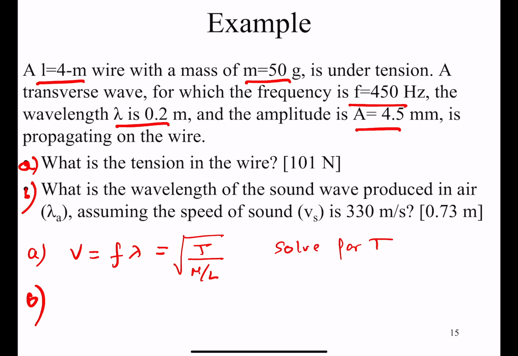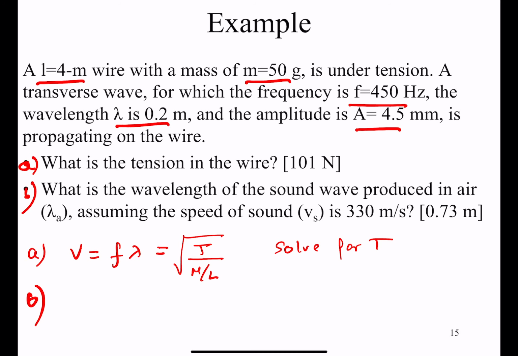This kind of wave is called a sound wave, which we'll study in chapter 16. So the question is asking, what is the wavelength of the sound wave that would be produced in air as a result of this vibrating string? To answer this question, you have to remember one important property of waves, which is that when a wave travels from one medium to another, the frequency always stays the same. The wavelength and speed of the wave might change, but the frequency always stays the same.